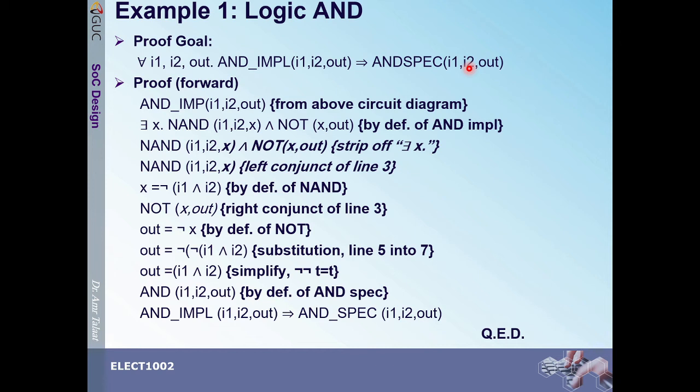What I will do is get the AND implementation and first rewrite it. Then I will strip the for all X, and I concentrate on this now. I strip the exists. Then I will rewrite the NAND, saying NAND is X equal to not (I1 and I2), and NOT is equal to this definition. Then I'm going to substitute the X here by the X in here. So the output will be not (not (I1 and I2)). If I have a theorem to simplify not (not t) equal to t, then the output is equal to I1 and I2, which is the AND. Quite easy, done. The AND implementation implies the AND specification. This can be moderately automated, or you have to do it by hand.